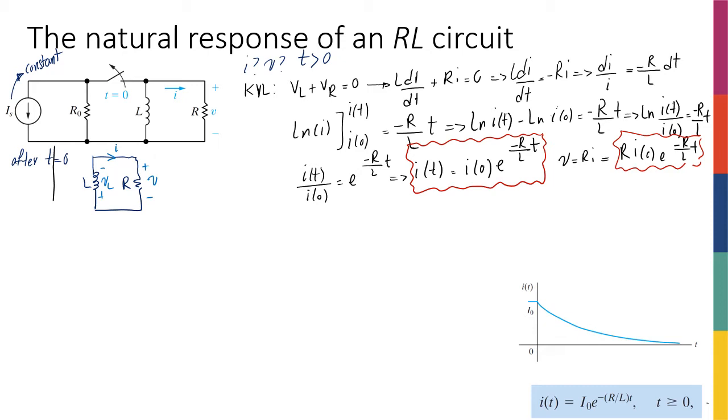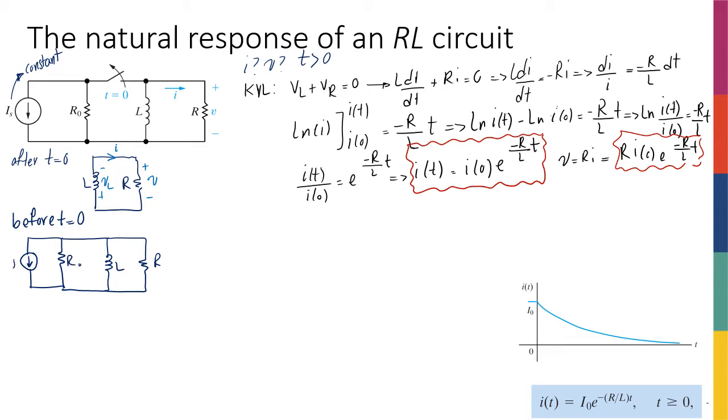If I want to analyze the circuit before t equal to 0, basically I just have to redraw the circuit that I had, with one exception: the switch is closed, right? So I have the entire schematic, not just half of it. So I have my R, my L, the R0, and IS, okay? And what I'm really interested in is finding the I before t equal to 0, right?